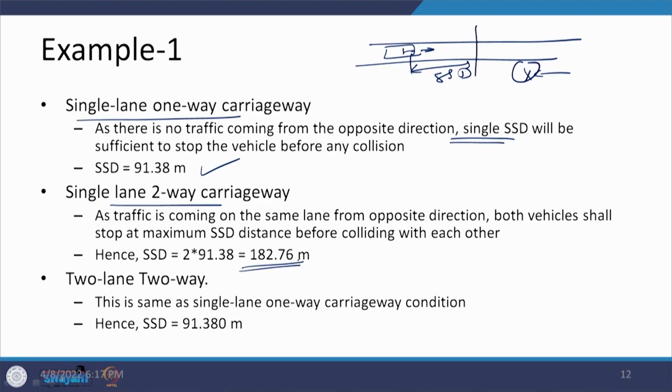But if it is a single lane two way carriageway, as we talked about previously, this needs to be doubled, and when we double it, it is going to be 182.76 meters. In the case of a two lane two way carriageway, because the vehicles are moving in their own lanes, a single SSD will again be sufficient. So, that remains 91.38 meters. Whatever conditions have been given to you, accordingly those values can be calculated.